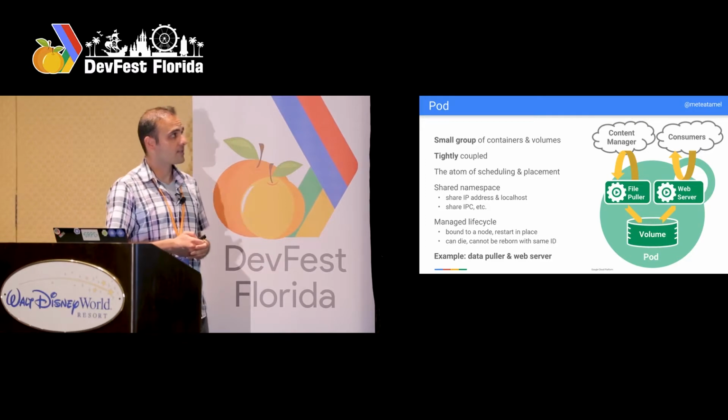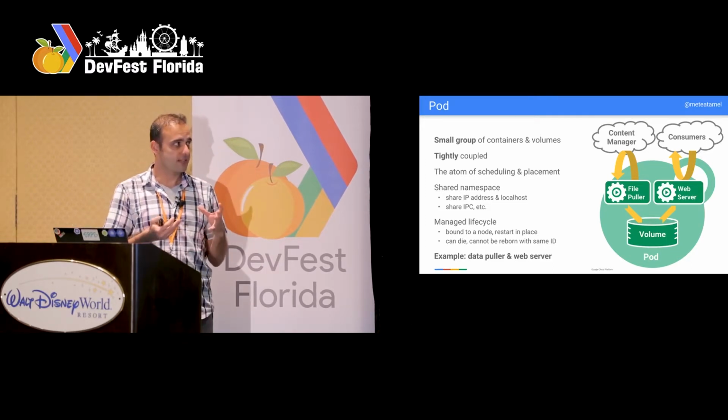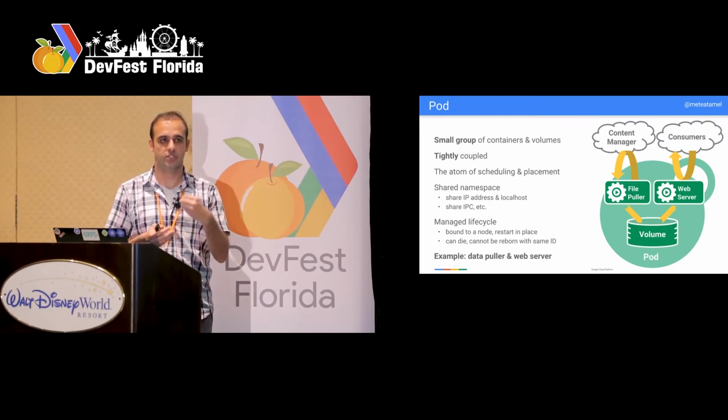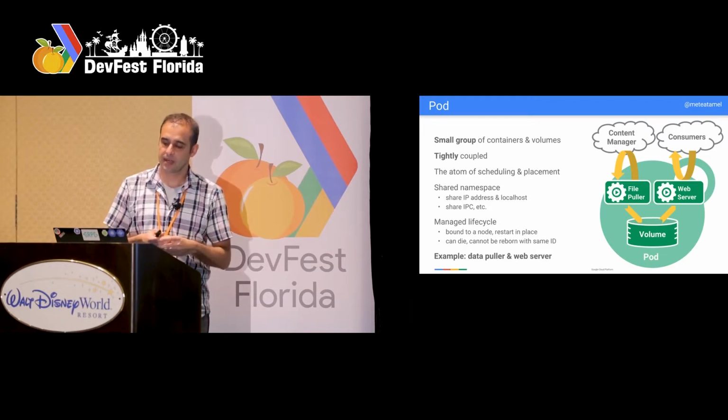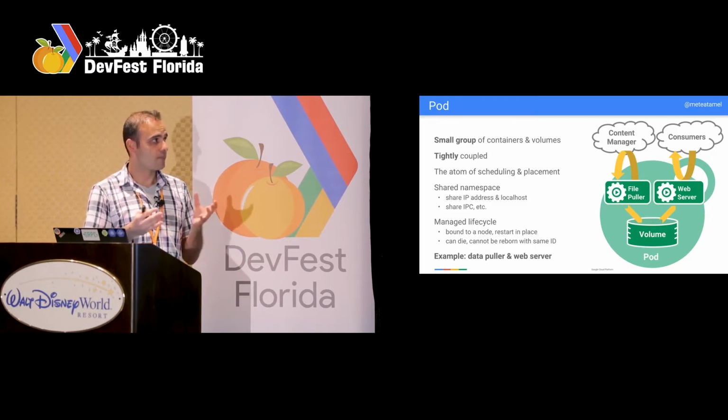So the first thing that Kubernetes does is it creates something called a pod. A pod is basically a way to group containers if you want to. Normally, you create one container and just run the container by itself. But there are certain use cases where you want to be able to group multiple containers.